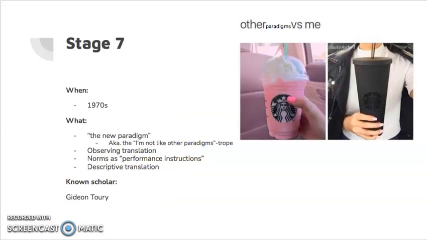Stage 7. During the 70s, Israeli and Belgian scholars came up with what they called the new paradigm. Previously, translation studies were about figuring out and establishing what translators ought to do when translating, but now the scholars became more interested in observing what went on in the act of translating. The translator became a social agent, and the translating norms became defined as performance instructions, which had to be appropriate for the particular translation situation.